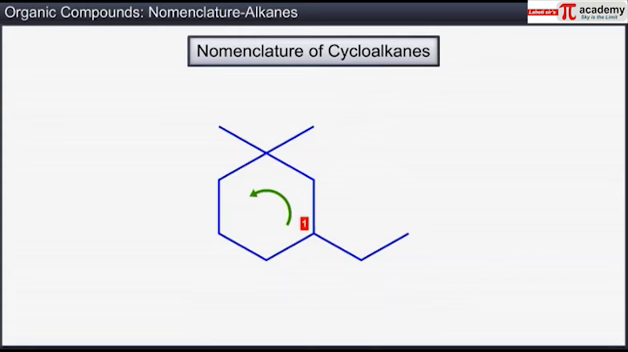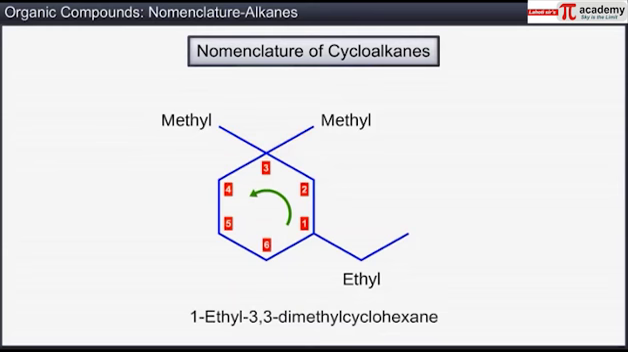If the compound is numbered from left to right, then 2 methyl groups are attached at 3rd position. This means that the more branching is at the 3rd carbon atom, and the name of the compound would be 1-ethyl-3,3-dimethyl cyclohexane. This is incorrect.